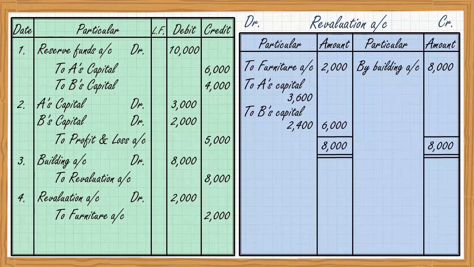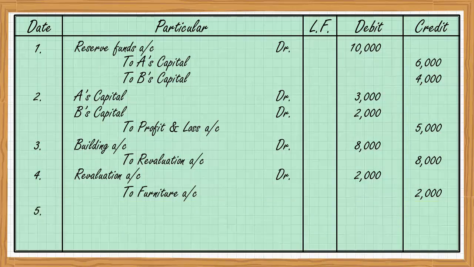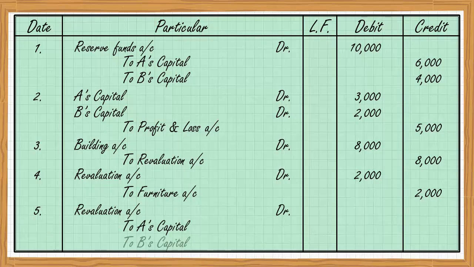Now be careful. After completing the revaluation account, we have to complete the journal entry, because when we were passing journal entries, we had left one space for the journal entry, because at that time we didn't know how much was the profit or loss on account of revaluation account. So we are going to pass the journal entry now, that is revaluation account debit to A's capital, to B's capital, that is 6,000, 3,600, 2,400. This profit has been distributed in old ratio.